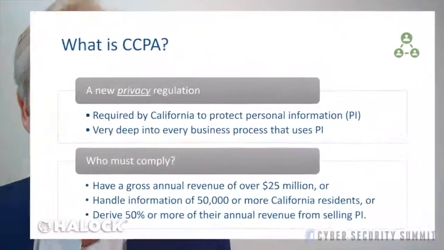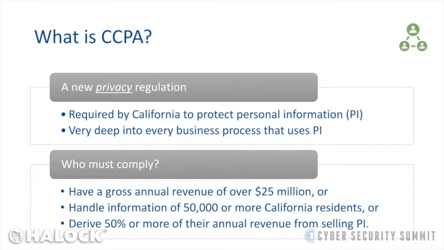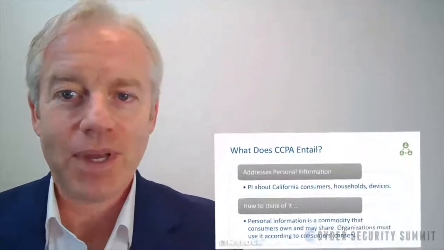So CCPA is a little different. This is a privacy requirement. It comes to us from the state of California. It gets deep into organizations. The more they use personal information in their organization, the deeper CCPA gets. Well, who must comply with CCPA? Any organization that has a gross annual revenue over 25 million, or handles information of 50,000 or more California residents, or derives more than half of their annual revenue from selling personal information.